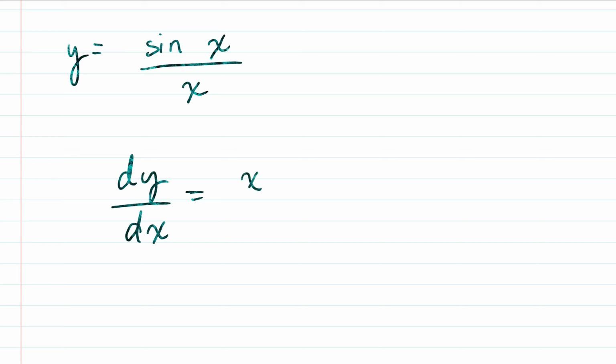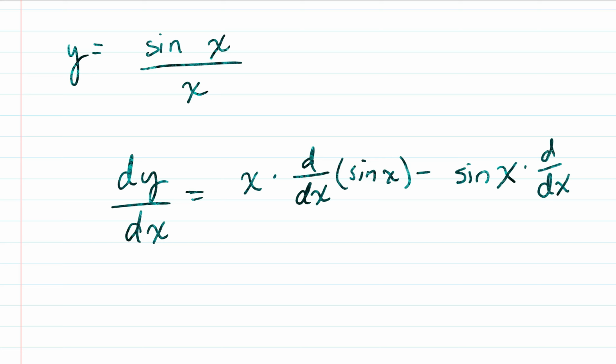So it says to take the lower function and then multiply it times the derivative of the upper function. And then it says to subtract, right? Subtract then we're going to take sine x, which is the upper function, times the derivative of the lower function. And then we take all of that, put it above the lower function squared.